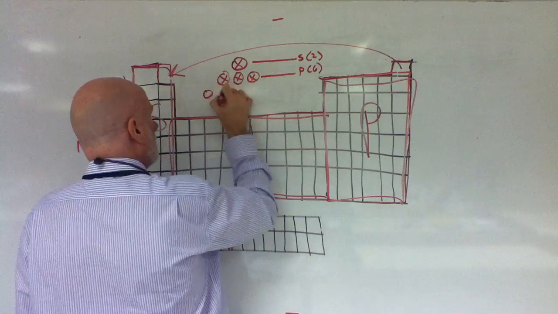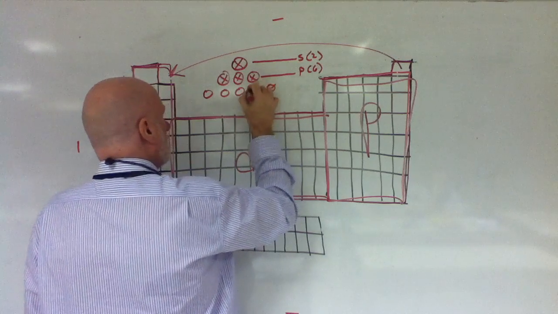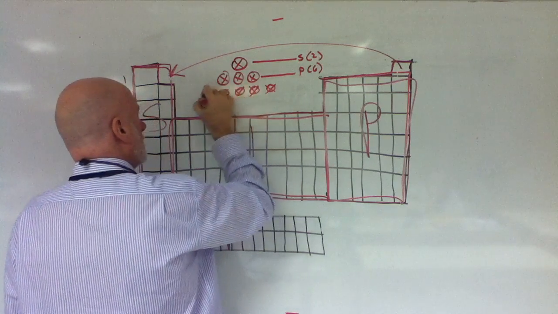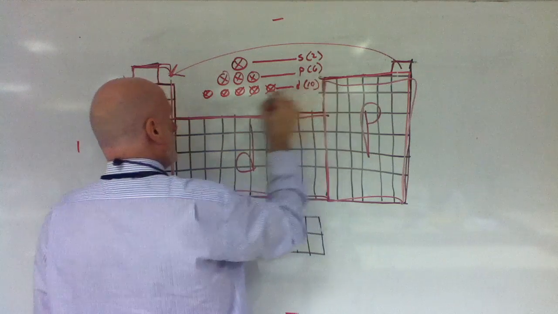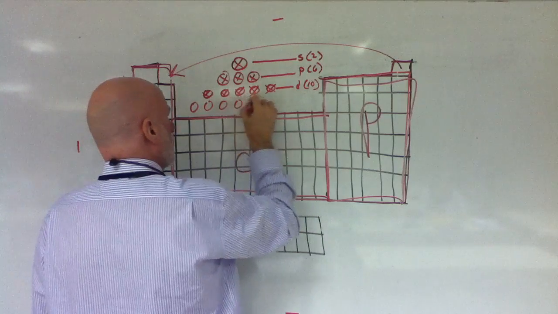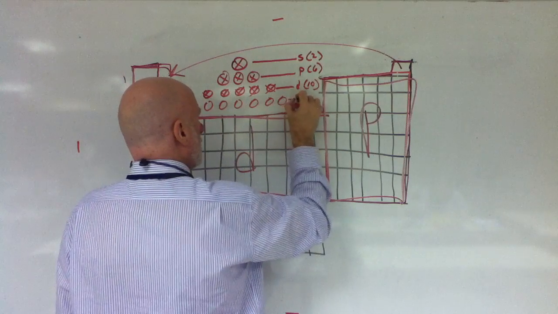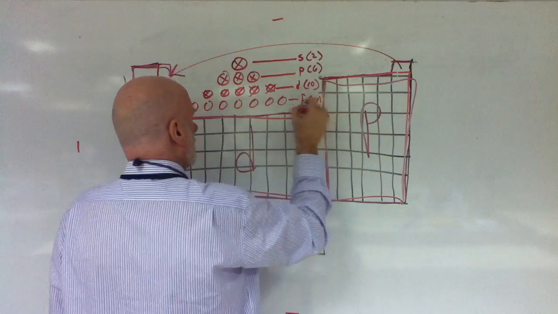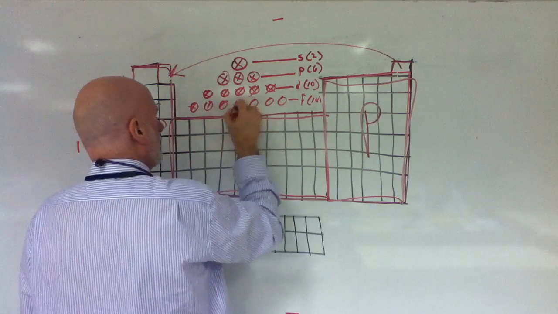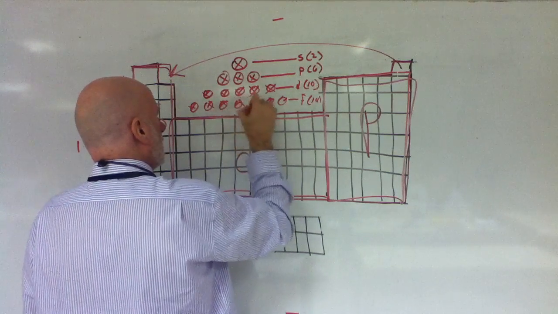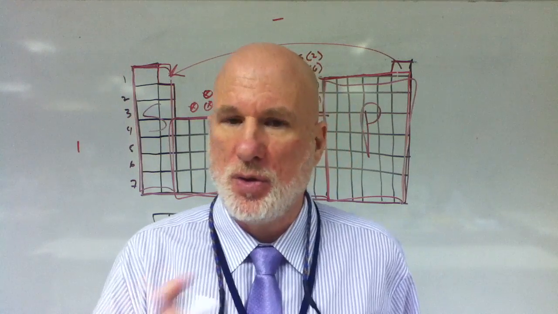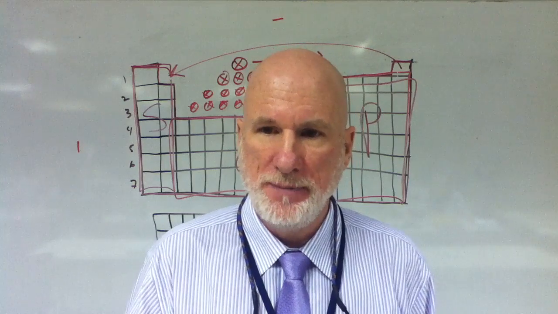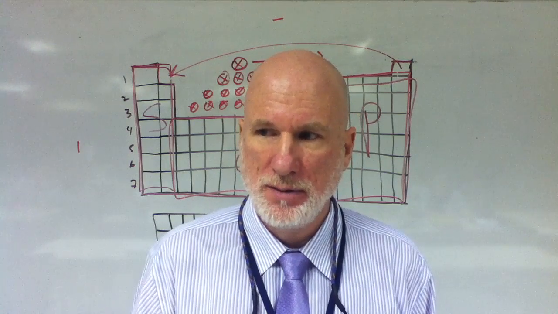D is 10. And F is 14, I think. With that, the orbitals come, right? Those are individual orbitals, okay? Are you with me? You with me so far?